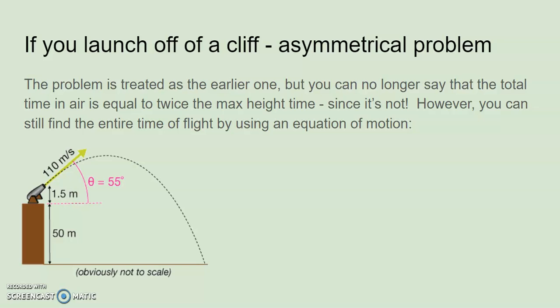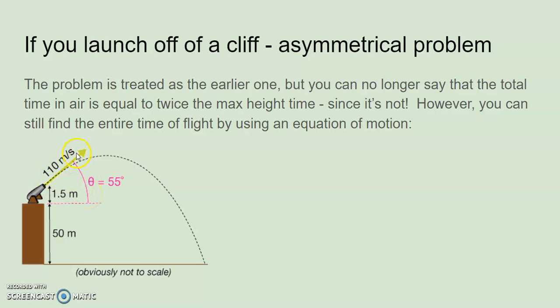Okay, now, before we stop, let's look at an asymmetrical problem. These are not harder, but they do require that you use the quadratic formula. Actually, let me take that back. It's quickest if you use the quadratic formula. It's not the only way to do it. You could break it into 2 parts. In this example, for this particular problem, this cannonball is being launched at 110 meters per second at an angle of 55 degrees.